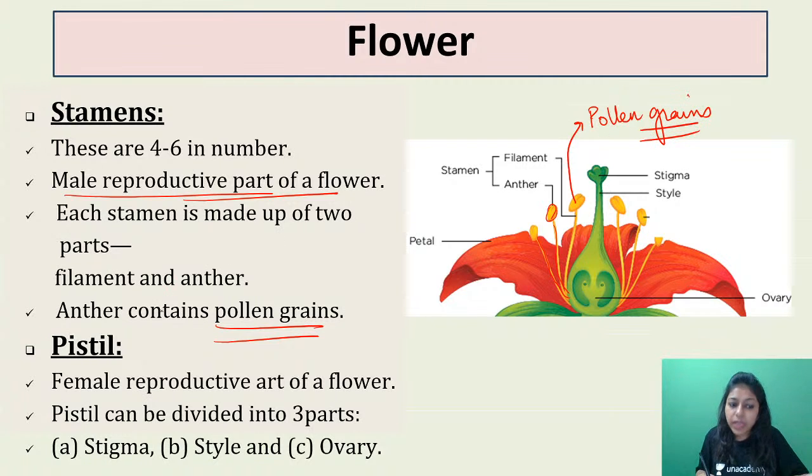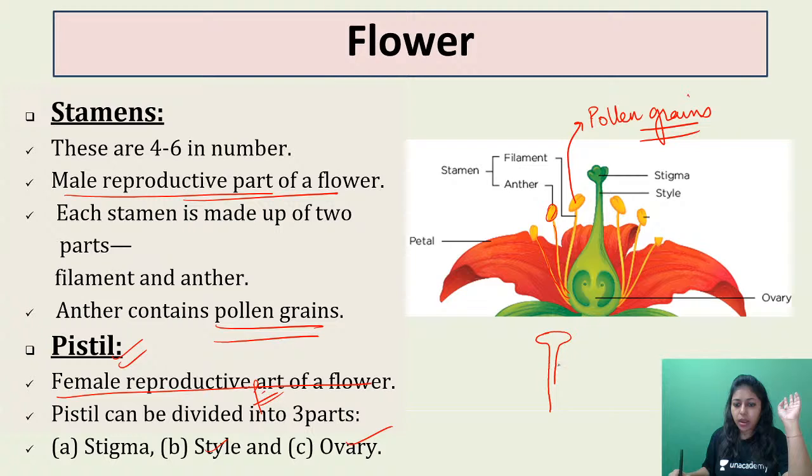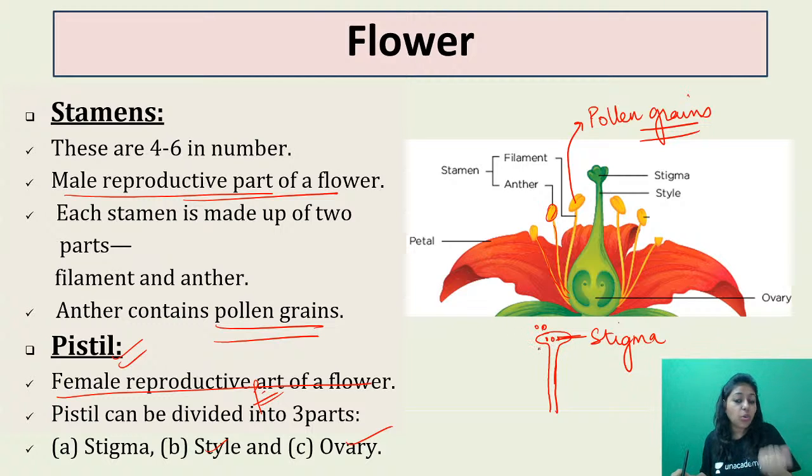Then we have the next reproductive part, which is called pistil. It is the female reproductive part of the flower, and it has three parts: stigma, style, ovary. Now look at this. If I draw this part, you can see this part in the middle. This is stigma. It is actually sticky because pollen grains land here, and birds and insects can come and collect the pollen grains and transfer them to the stigma. Or pollen can themselves drop down to the stigma. So it is sticky, which can hold pollen grains.